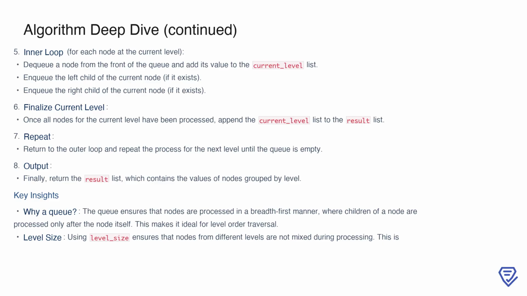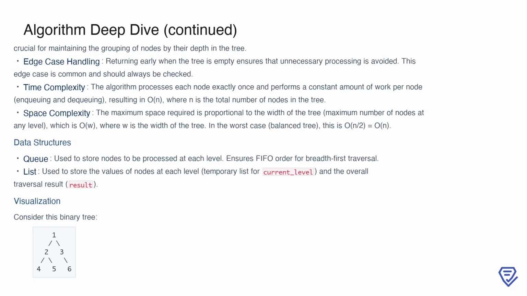The outer loop then repeats, processing the next level of the tree in the same way, until there are no more nodes left in the queue. This algorithm has several key insights that make it efficient and reliable. Using a queue ensures that nodes are processed in a breadth-first manner, which is essential for level order traversal. The use of level_size guarantees that nodes from different levels are not mixed during processing, preserving the grouping of nodes by their depth in the tree.